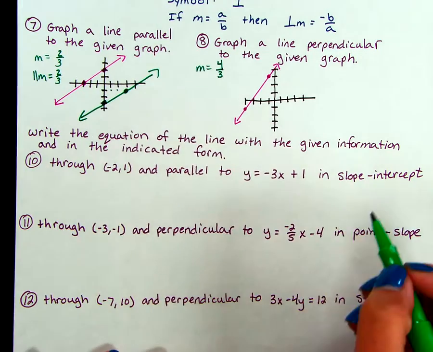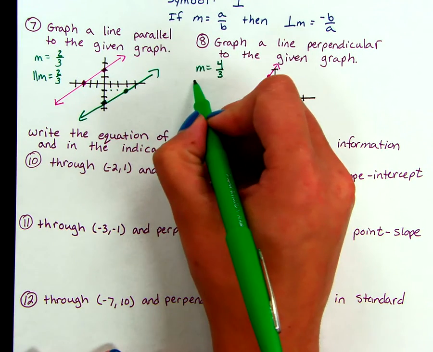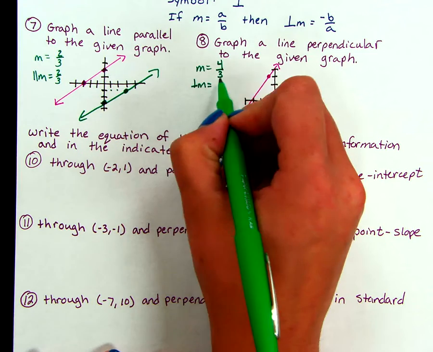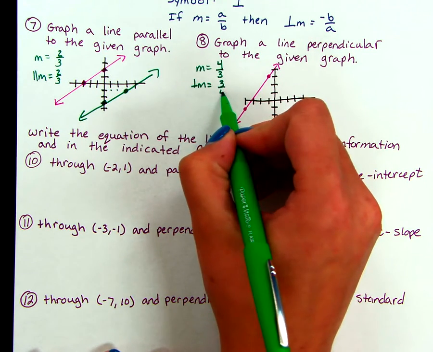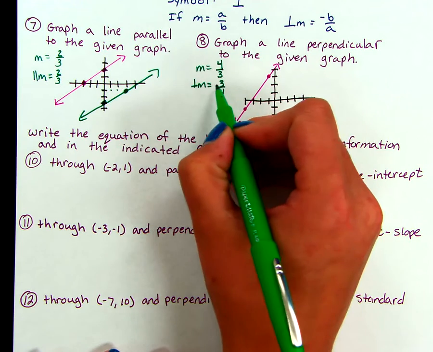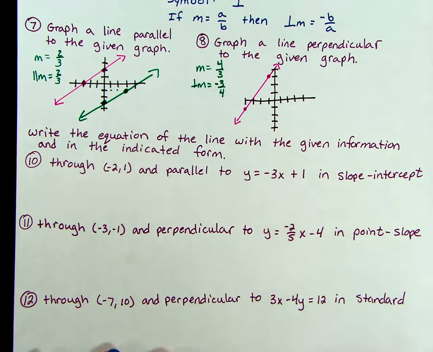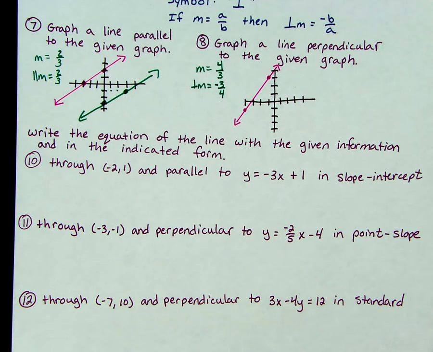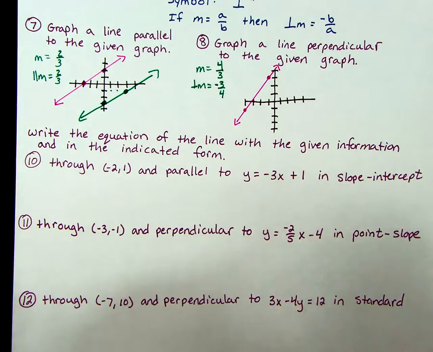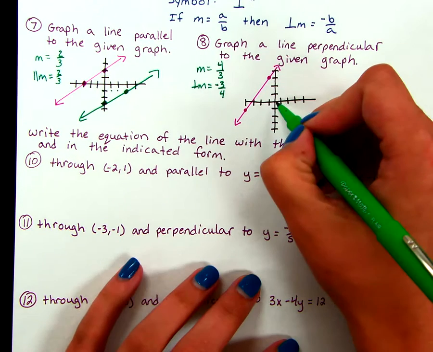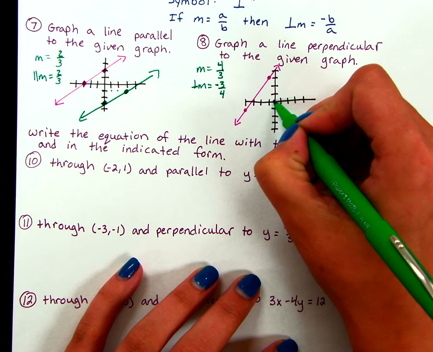So that means that our perpendicular slope is this opposite reciprocal. So we flip our fraction over, so 3/4, and we're going to change the sign to be its opposite. So we're going to make this negative. Now again, it's just telling us to graph any line that we want as long as it's perpendicular to this line. So we're just going to put a point wherever we want. Again, I would pick an easy one. So I'm just going to pick 0, 0 because that's a nice easy point to graph.